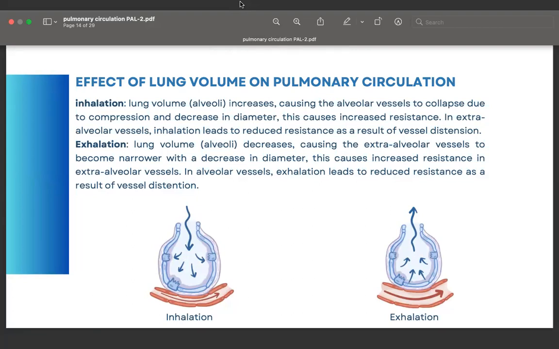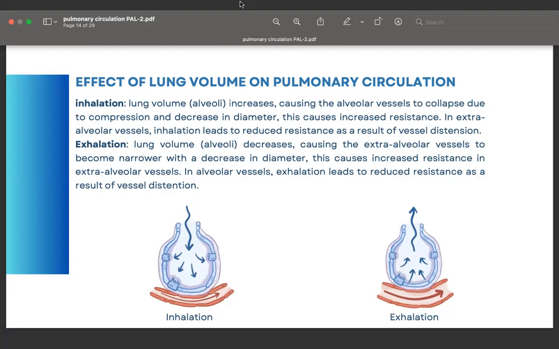During exhalation, the lung volume decreases, causing the extra-alveolar vessels to become narrower with a decrease in diameter. This causes increased resistance in extra-alveolar vessels. In alveolar vessels, exhalation leads to reduced resistance as a result of vessel distension.